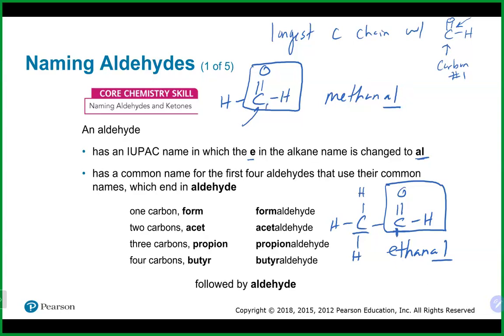There are some common names, and we won't use too many of the common names here, but the 1 carbon one, methanal, is also everybody's favorite, formaldehyde. And perhaps if you've taken biology or seen formaldehyde or smelled it, you would remember it. So that is formaldehyde. Acetaldehyde is ethanal, propanal, and so forth as we go through it.